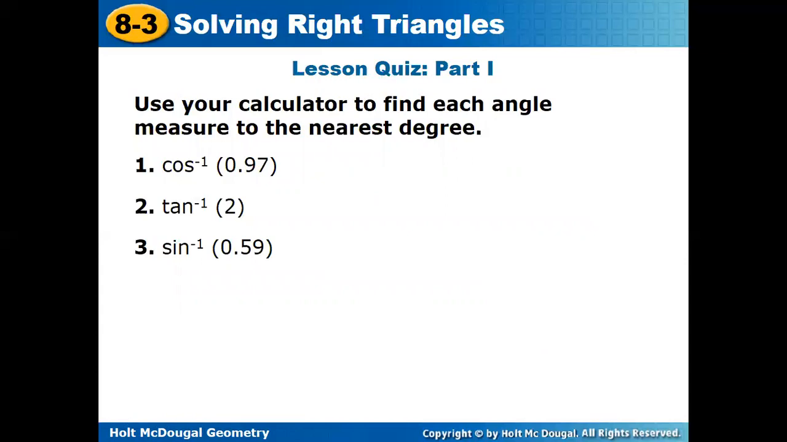Now we have this quiz. Please stop the video and then solve this quiz. Please send me the answers if you finished, and I will see you, inshallah, tomorrow.